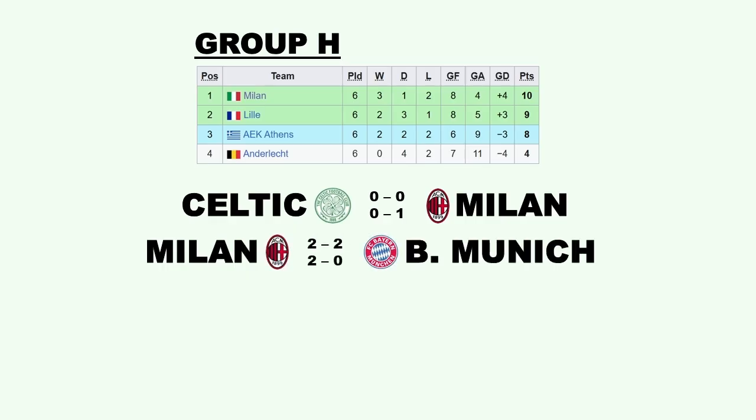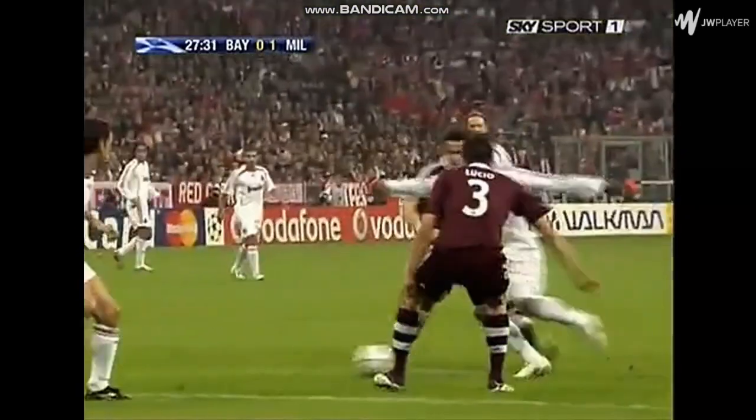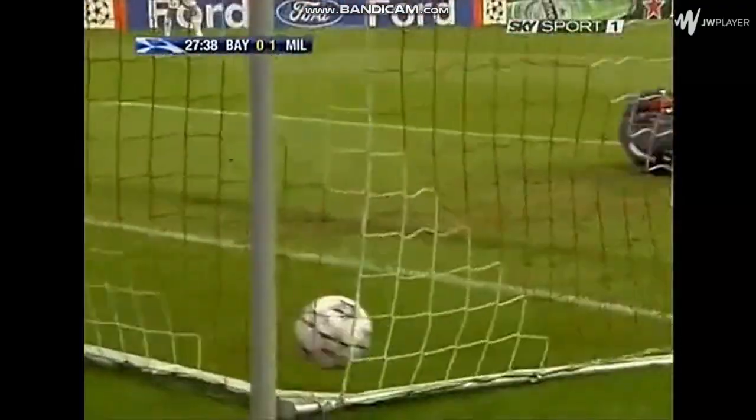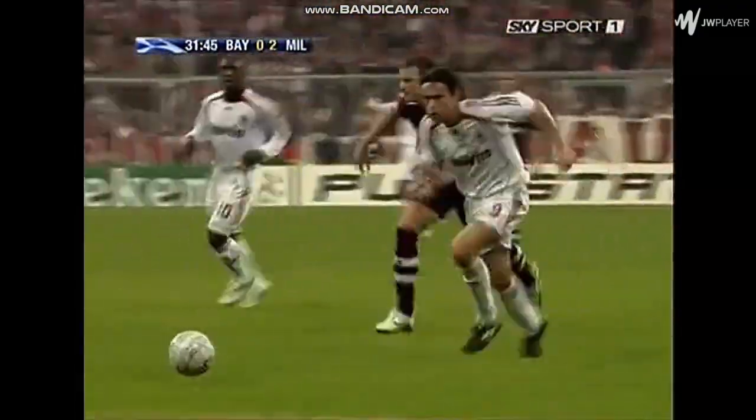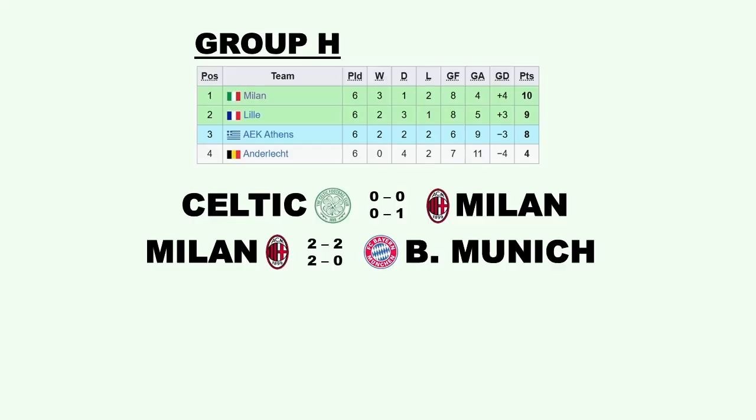The first leg at the San Siro ended in a 2-2 draw after Bayern had scored an equalizer 3 minutes into stoppage time. The second leg at Bayern's home ground, the Allianz Arena, was more comfortable for Milan as they scored 2 first half goals to win the match 2-0 and win the tie 4-2 on aggregate.